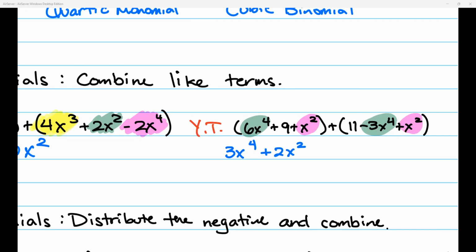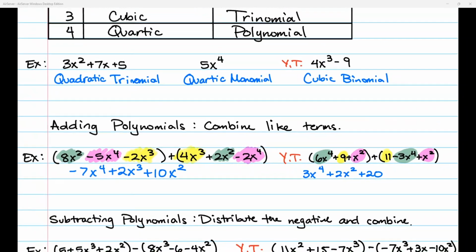Next thing I would look for are regular x's. I don't see those. And then finally, at the very end, I would look for constants. And I do see this constant of 9, this constant of 11. That's a 9 plus 11, which becomes a plus 20. And I think that's it.